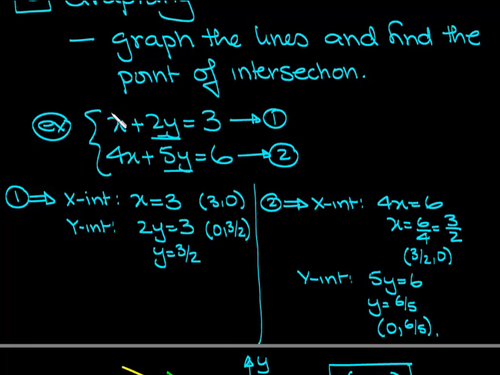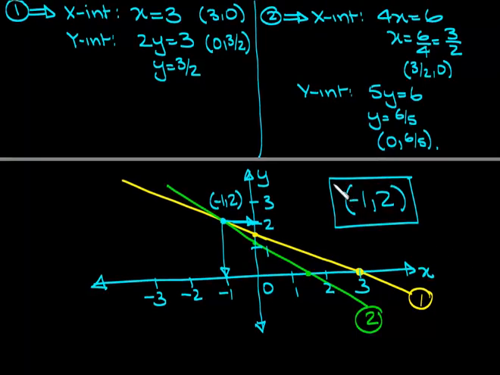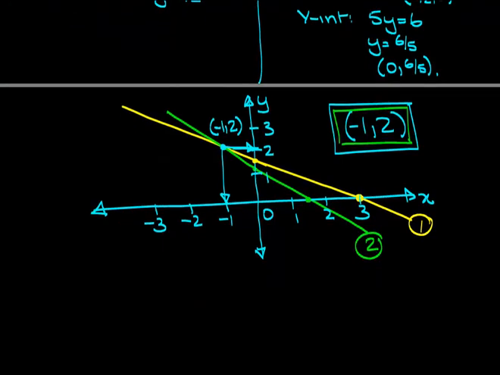So now if x is minus 1, we get negative 1 plus y is 2, so 2 times 2 is 4. Negative 1 plus 4 is 3, so that works. If x is negative 1, 4 times negative 1 is negative 4, plus 5 times 2, y is 2, so 5 times 2 is 10, so negative 4 plus 10 is 6. So it satisfies both of them, so this is my solution. Okay, so that's how we solve a system using graphing.